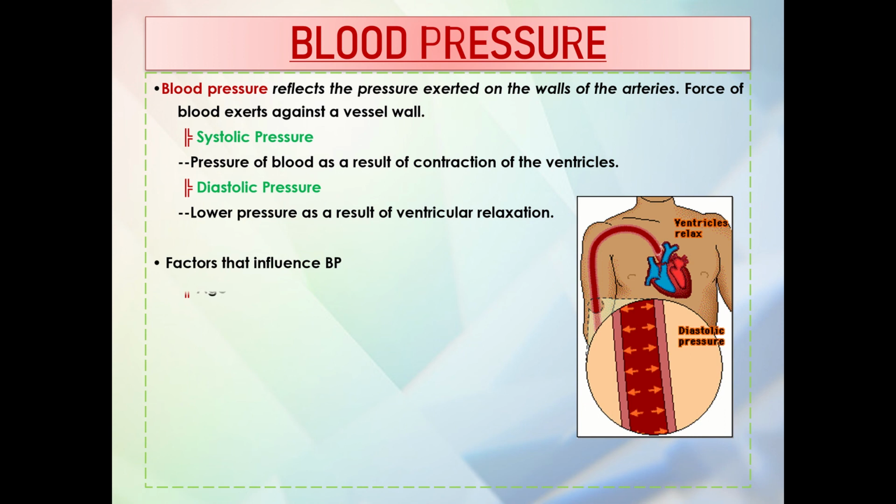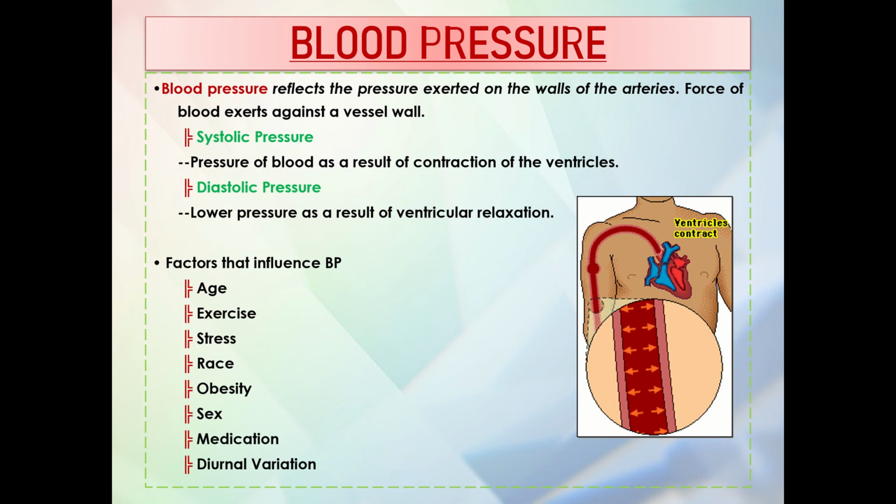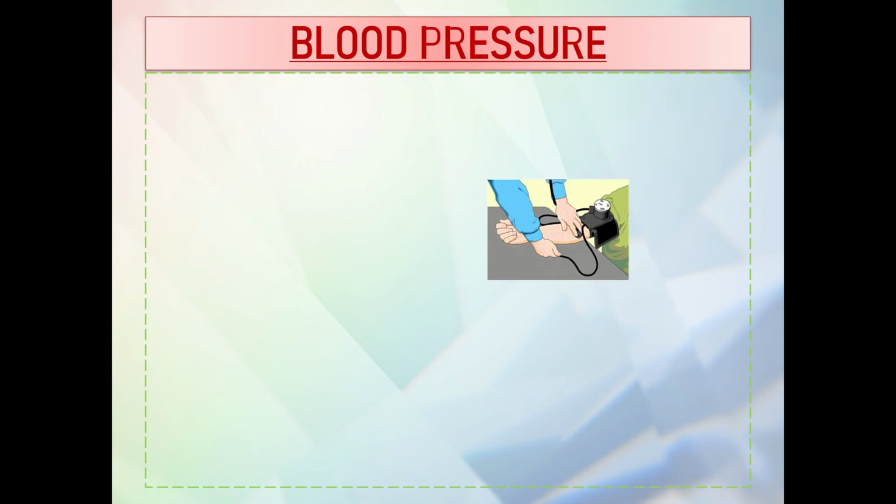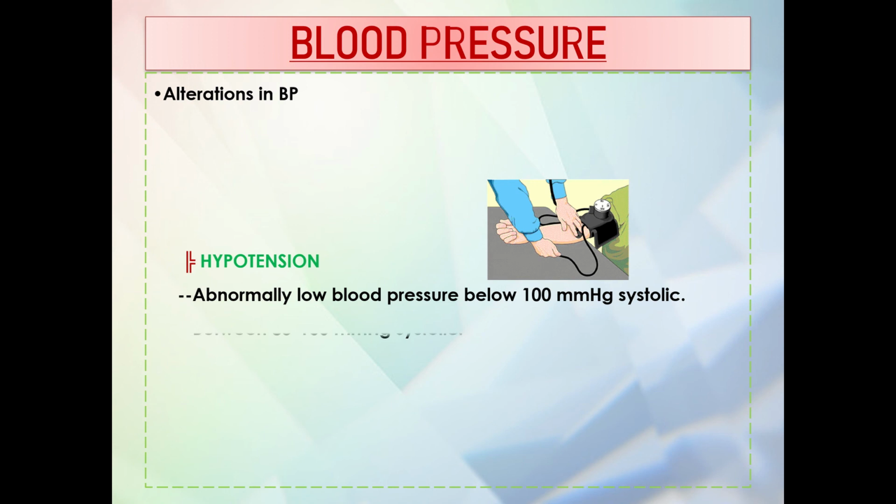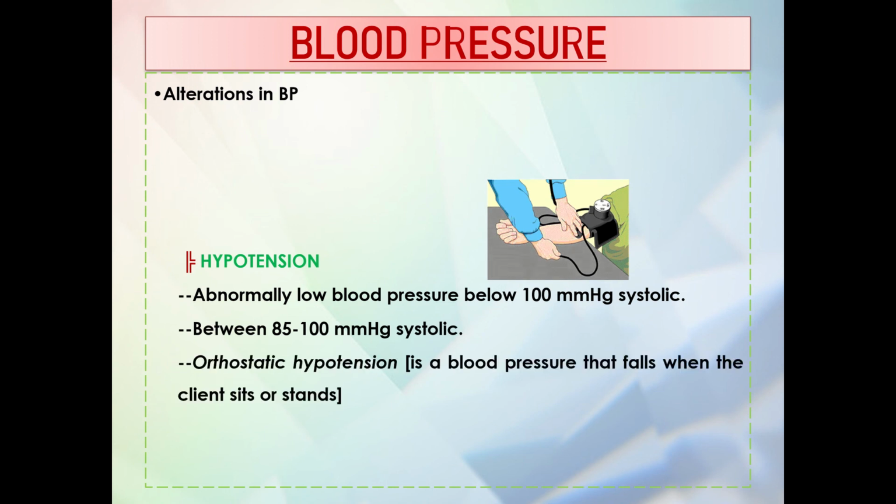Now, factors that influence blood pressure: the age, exercise, stress, race, obesity, sex, medication, and diurnal variation. So these are the factors that you have to consider. Later, I will show you again the usual range for the age bracket when it comes to the blood pressure of our patient. Again, we should know the normal range for a certain age bracket.